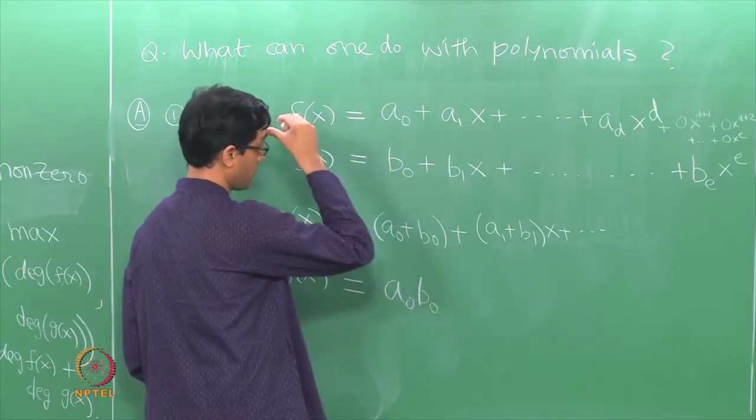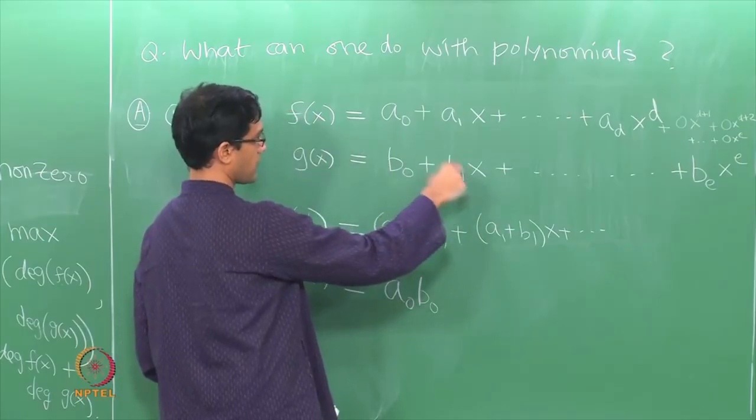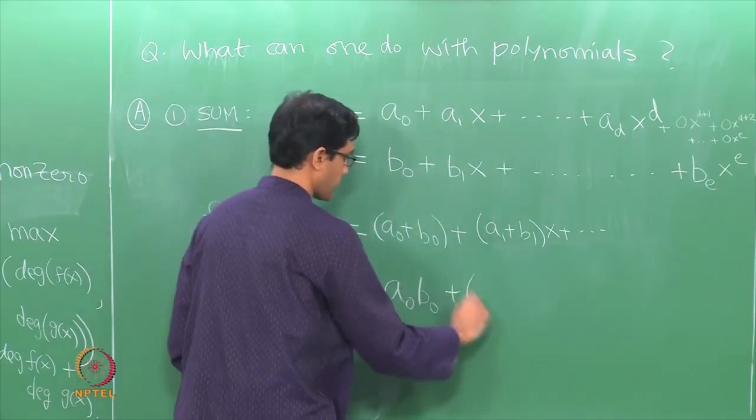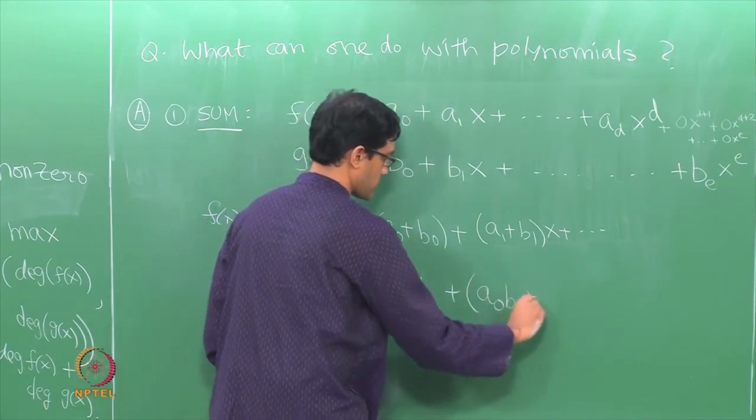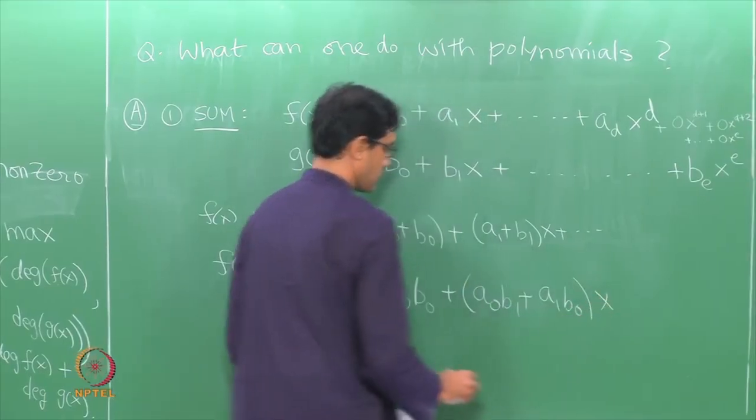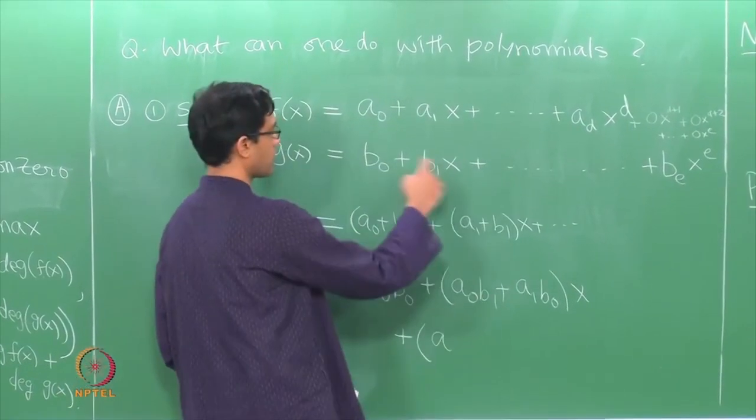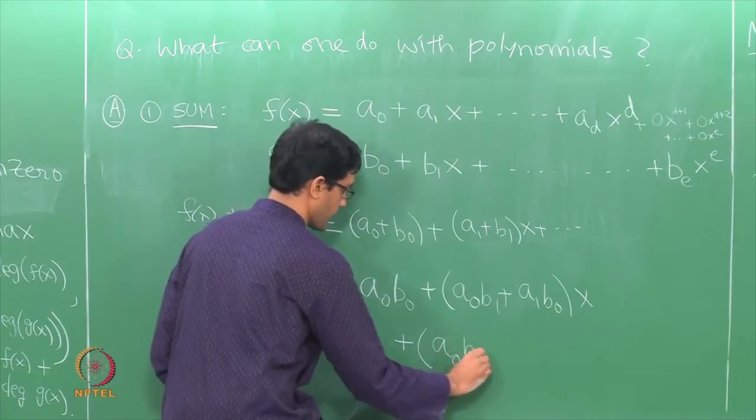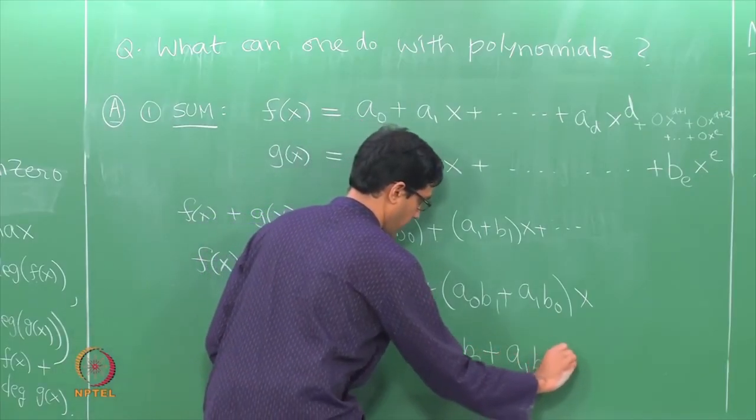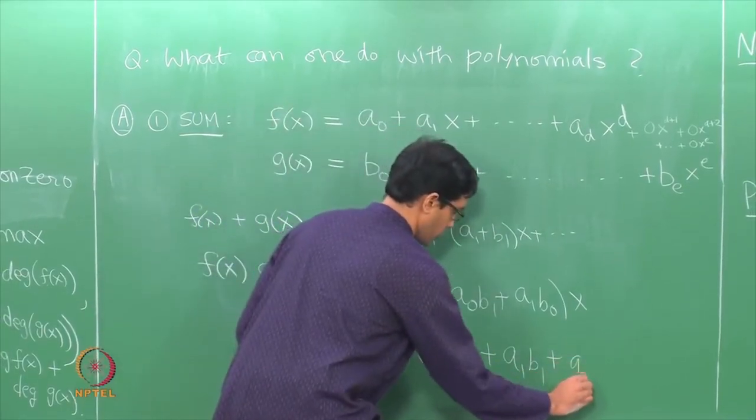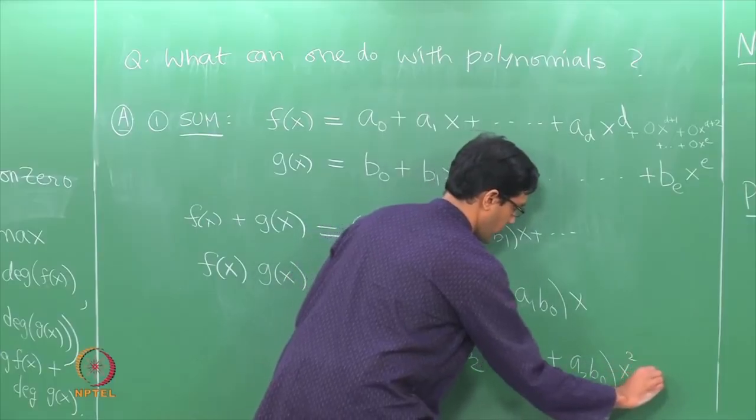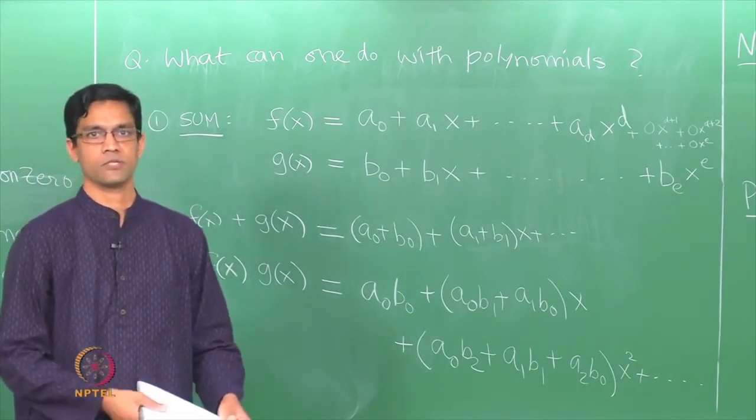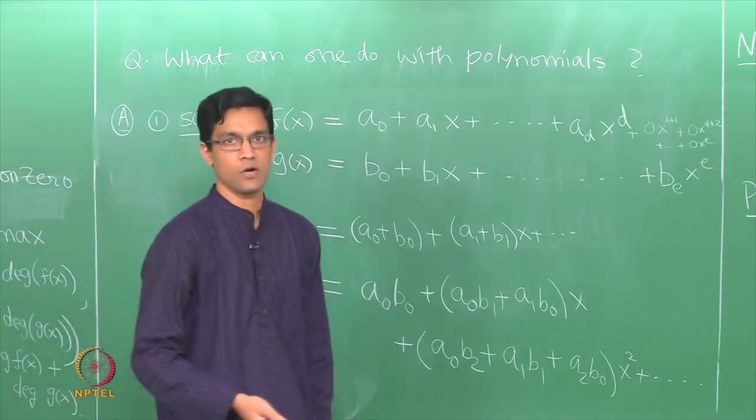So a0 b0 will be the constant term. To get a coefficient of x, I need to multiply a0 with b1 x and a1 with b0 x. So this is plus a0 b1 plus a1 b0 times x. And then to get a coefficient of x square, similarly, you'll have a0 b2 x square, a1 b1 will give you an x square, and a2 b0 also gives you an x square, and you keep going. You just multiply the whole thing out completely, and whatever you get is called the product of the polynomials. So these are both just the obvious operations on polynomials.